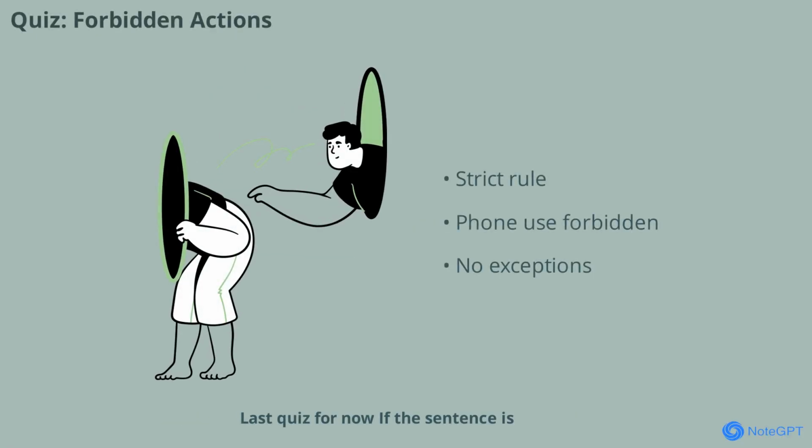Last quiz for now. If the sentence is, you must not use your phone during the test, what does it mean? It means using your phone is strictly forbidden. This is a rule you must follow, not just an option.